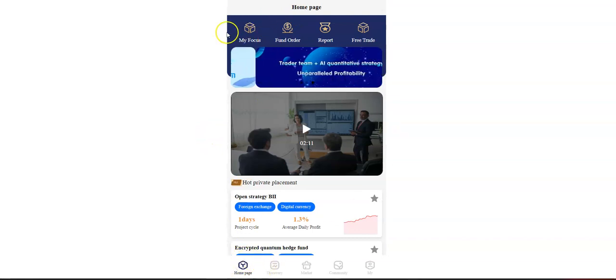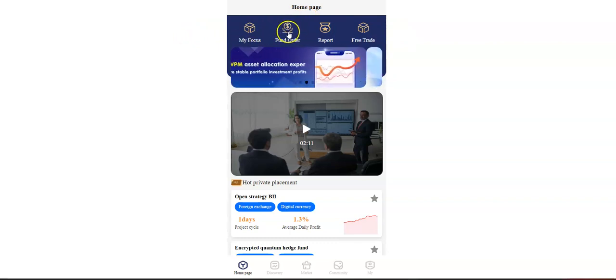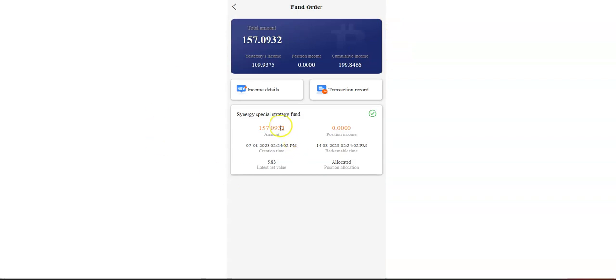So on my homepage, you can see a few options right here, and the main one is over here, fund order. Okay, over here is where you can see your current plan or plans if you have lots of plans. Okay, so currently I have invested 157 bucks. Okay, so I invested yesterday, the 7th of August at 2:24 p.m. Okay, and this amount of funds that I invested will be redeemed at 14 of August 2023 at 2:24 p.m.